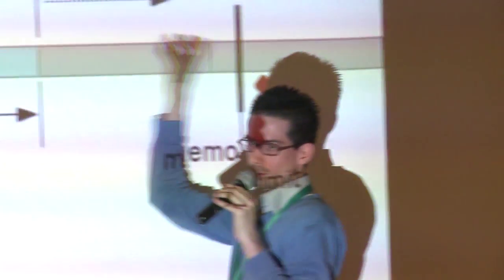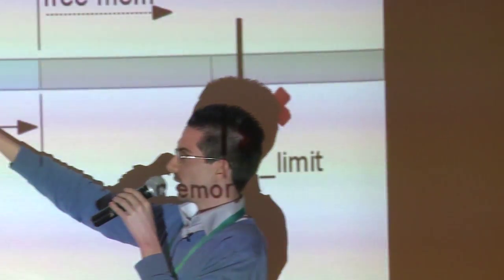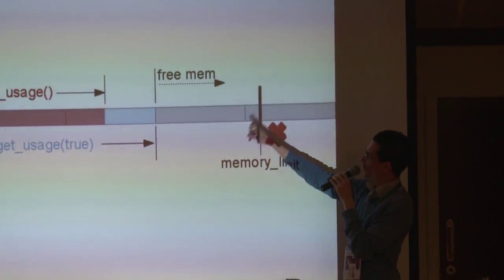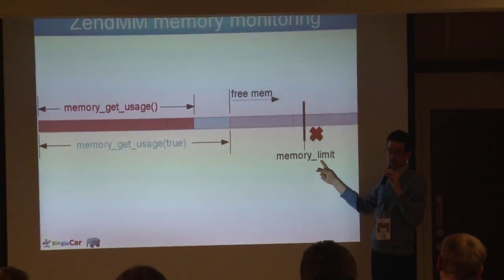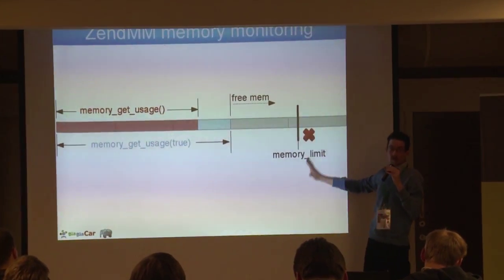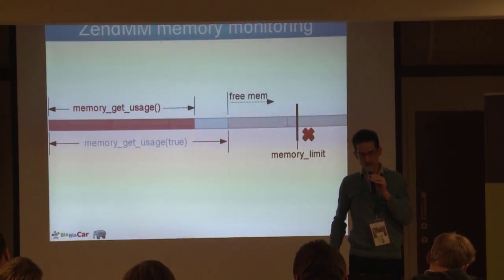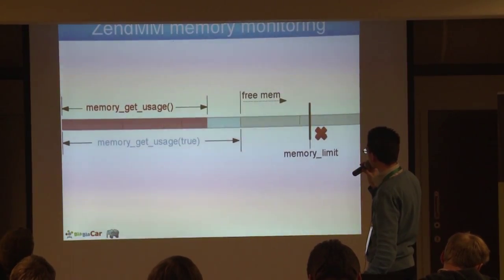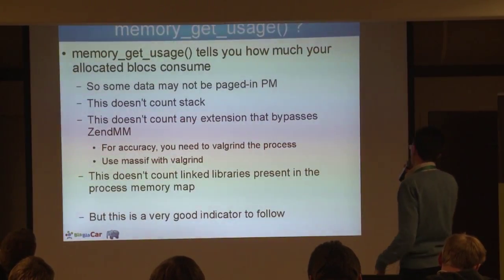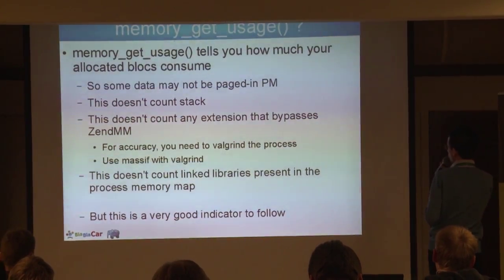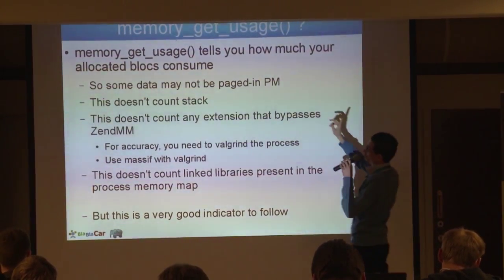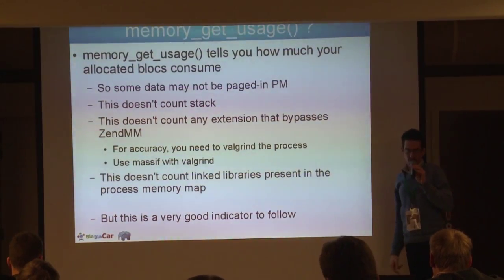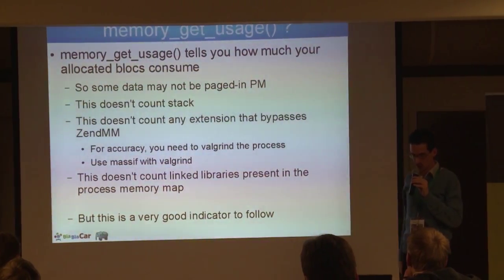Then you have free memory. Then you will allocate, and it will allocate a new segment, and 1, 2, 3, 4, on the fifth one, it will jump into a fatal error because our memory limit is somewhere over there, so it will tell you a fatal error about memory limit exceeded. So memory_get_usage tells you how much your allocated blocks consume, but be careful, the data could not be paged in, it depends on the kernel implementation.